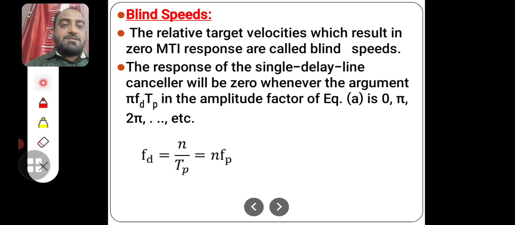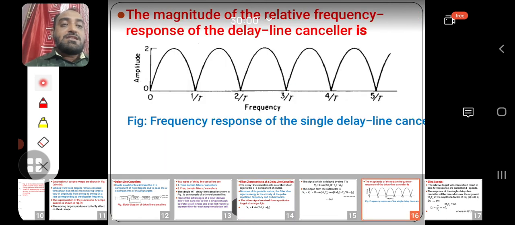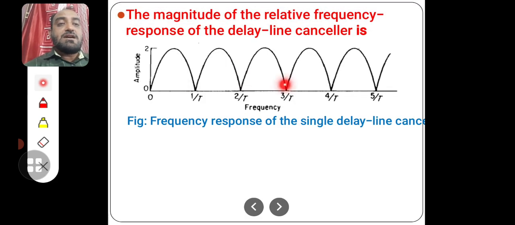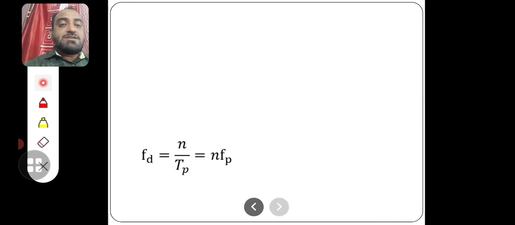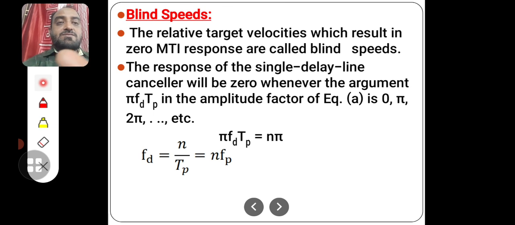The points where the magnitude of the delay line canceller response goes to 0 are called blind speeds. These blind speeds are defined by the blind speed frequency Fd = n/Tp. The relative target velocities which result in zero MTI response are called blind speeds.